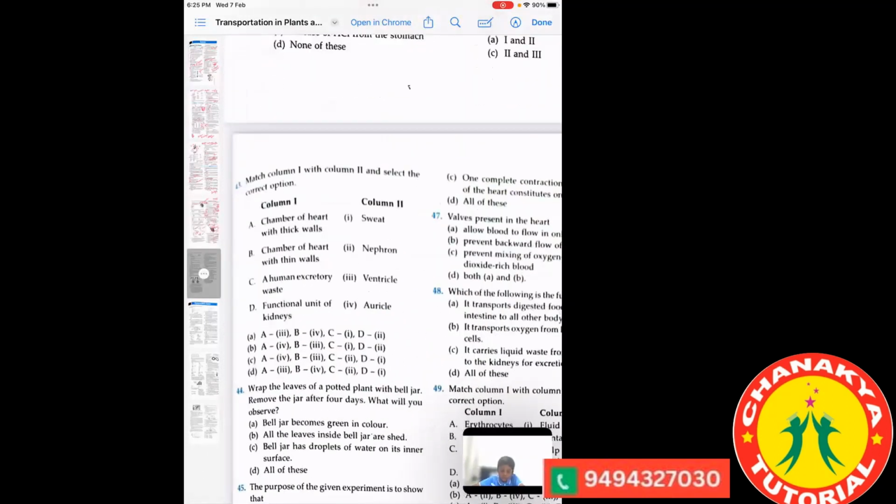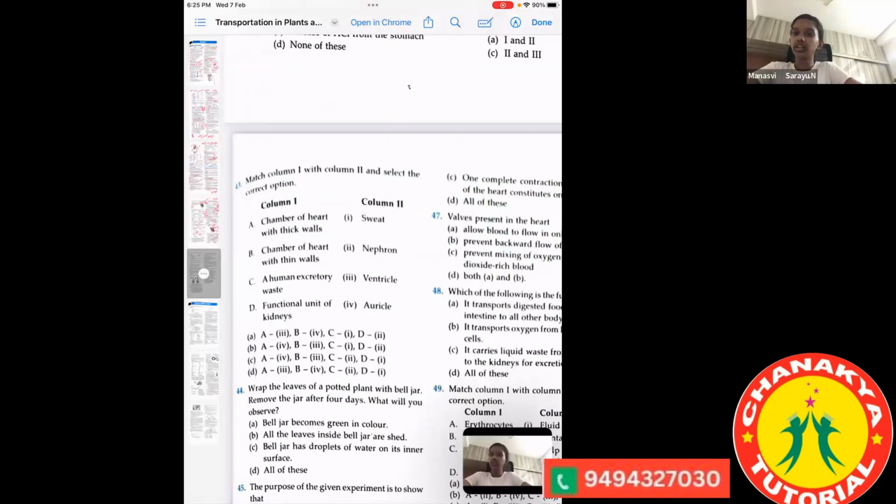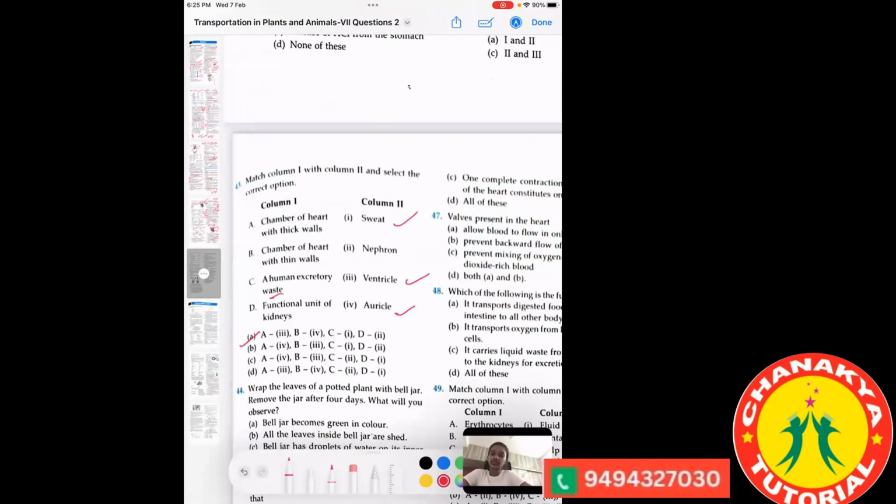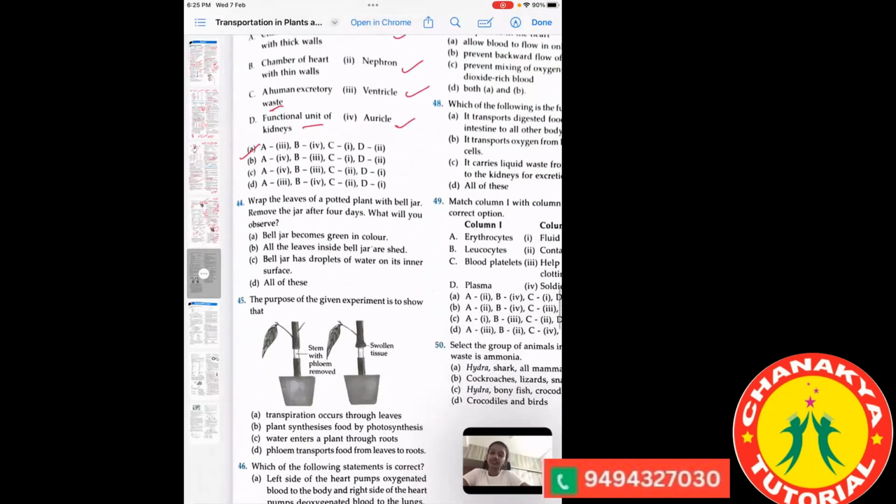Manasvi, question number 43. Match column 1 with column 2 and select the correct option. Ma'am, it's A. Correct. The chambers of the heart with thick walls are the ventricles. The chambers of the heart with thin walls are the auricles. A human excretory waste is sweat, and the functional unit of the kidney is the nephron. Correct. Question number 44, Varshit.